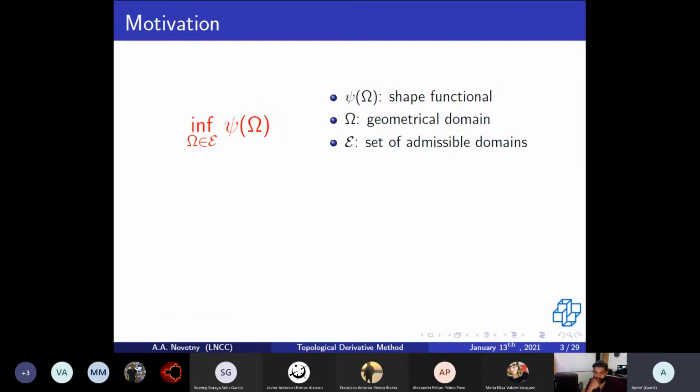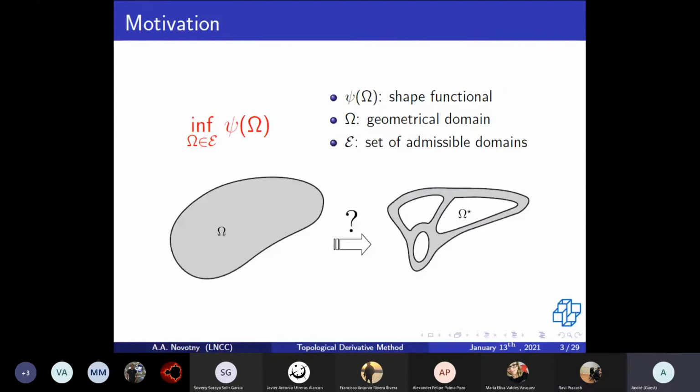So let's suppose that we want to minimize some quantity psi, which depends on geometric domain omega. Okay. And this geometric domain belongs to a set of admissible domains. So we want to change the shape and the topology of this domain in order to minimize this quantity. Okay, that's the motivation of the problem we are dealing with.